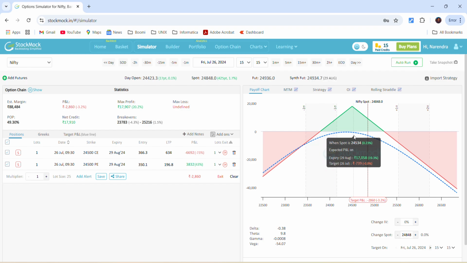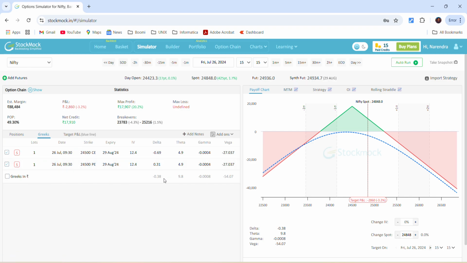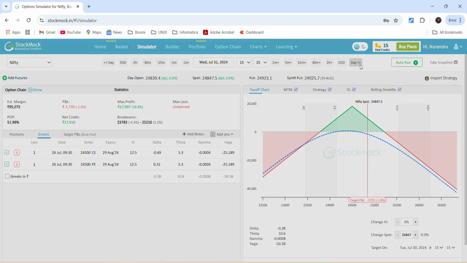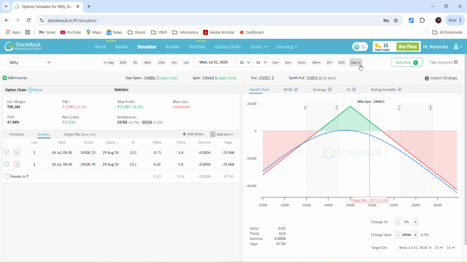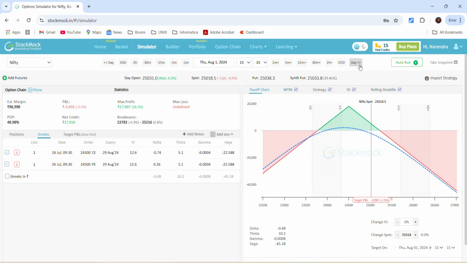The market has really moved a lot from our spot, so we are in a huge loss on the first day itself. But don't panic and don't close the position at this point. The reason is that we are still in control with our delta and there is no need for any adjustments here. Let's move ahead to the next day. Yes, the delta is still in control. The market is staying there. Let's see one more day.